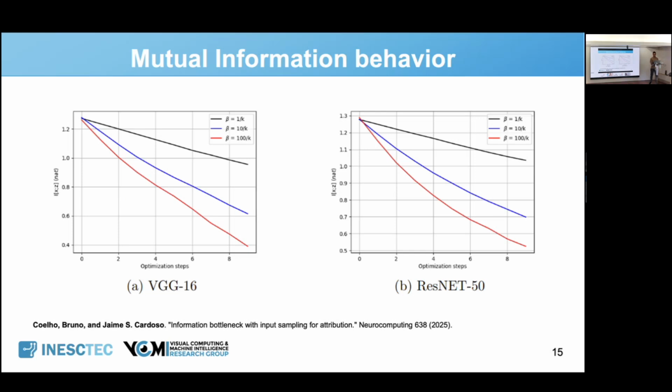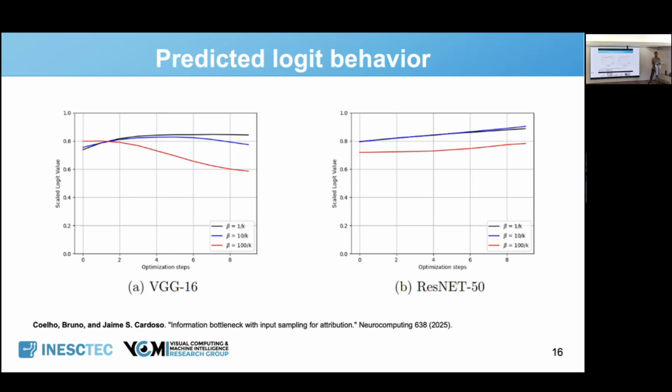Another thing that is important is that as you optimize the masks, the value of the original logit needs to remain the same. And it's something that we also observe here. Even though you are optimizing the masks, the probability of the original class is kept more or less constant. So empirically, you can evaluate that we are in fact achieving the information bottleneck objective.